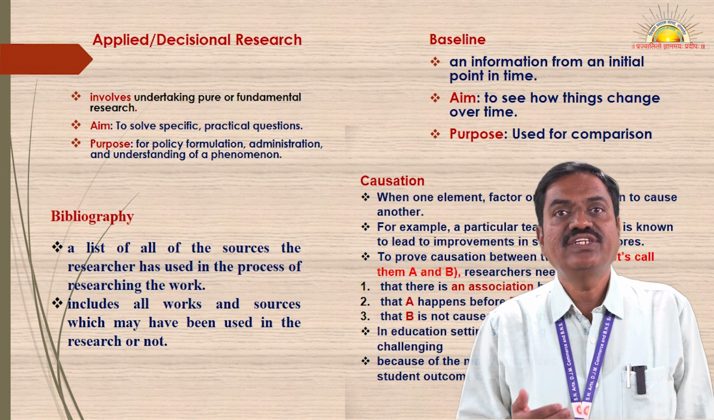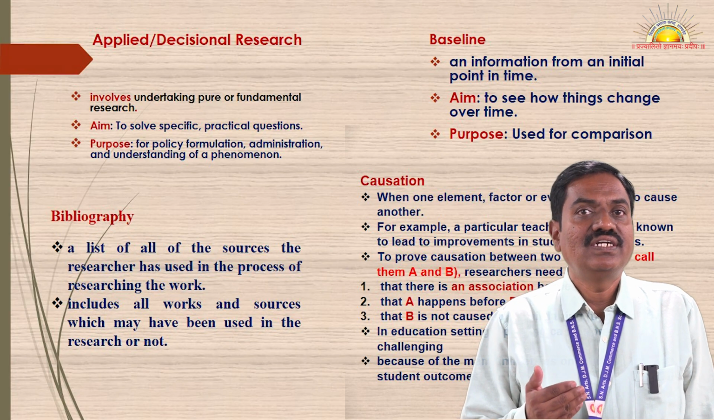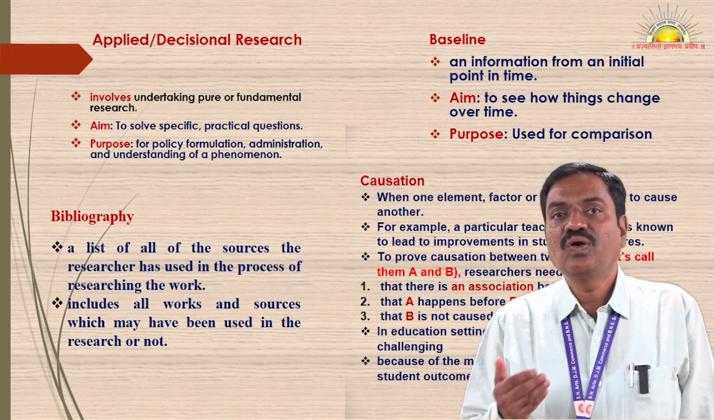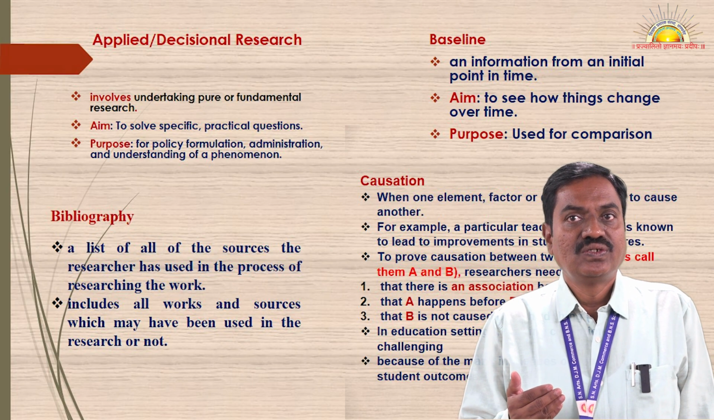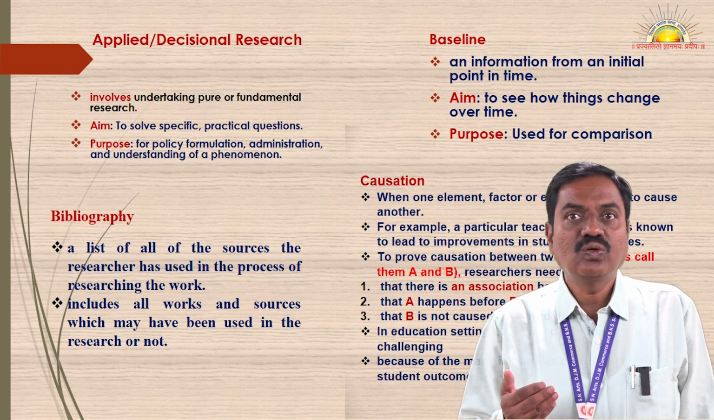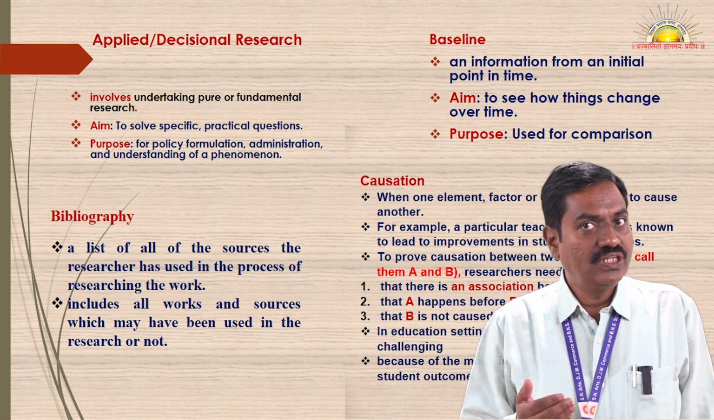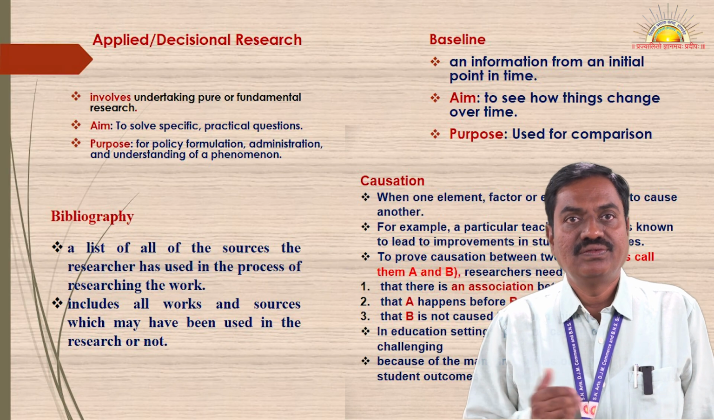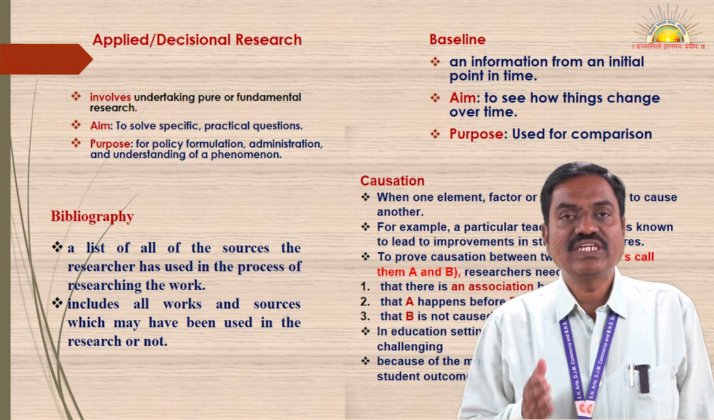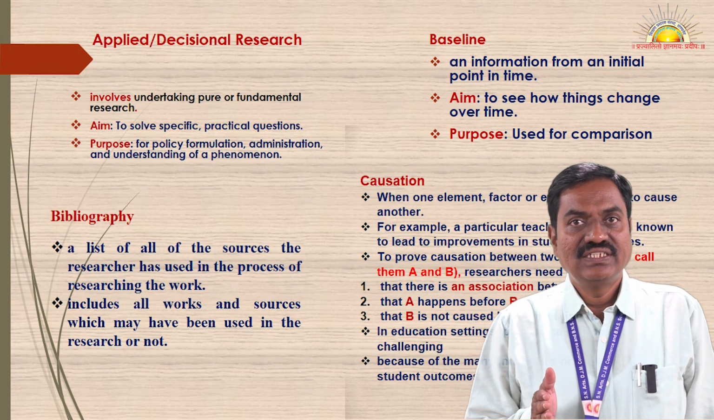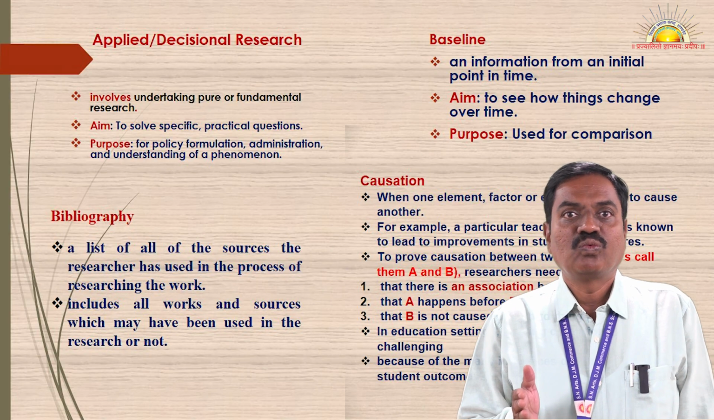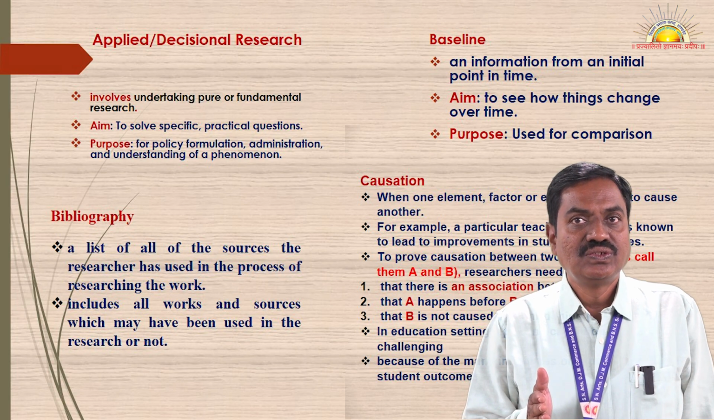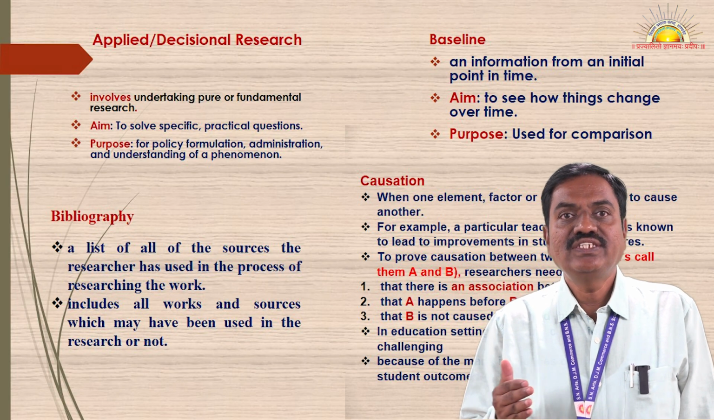The third key term is applied or decisional research. This involves undertaking pure or fundamental research to solve specific practical questions for policy formulation, administration, and understanding of a phenomenon. The next key term is baseline. A baseline is information from an initial point in time. It is often used for comparison to see how things change over time.